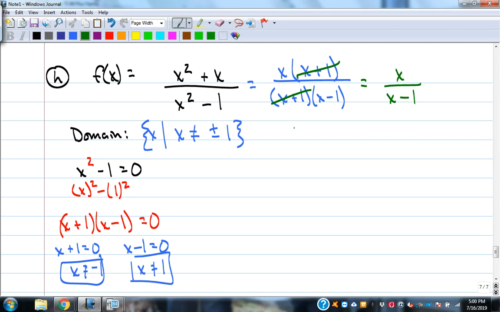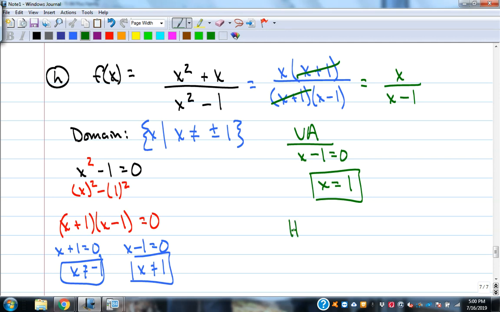Okay, so our vertical asymptotes, VA, are going to be from the simplified version. The only thing left in the denominator is x minus 1. So the only vertical asymptote we have is x equals positive 1. The x equals -1 was part of the domain, but it's not a vertical asymptote this time because of the cancellation in the simplifying step. That's what happens when you have a factor that cancels out. It changes the vertical asymptote.